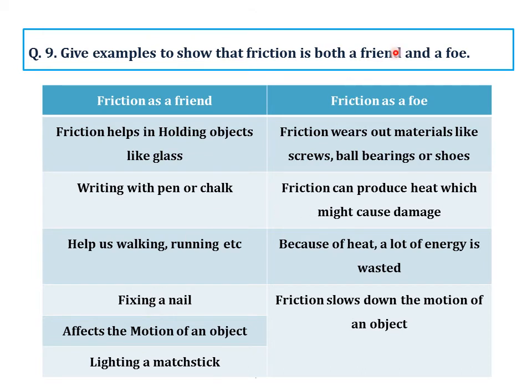Now let's see how friction acts as a foe. Friction wears out materials like screws, ball bearings, shoes, tires, etc. Friction also produces heat in certain machines which might cause damage, and because of the heat a lot of energy is also wasted. Friction also slows down the motion of an object.